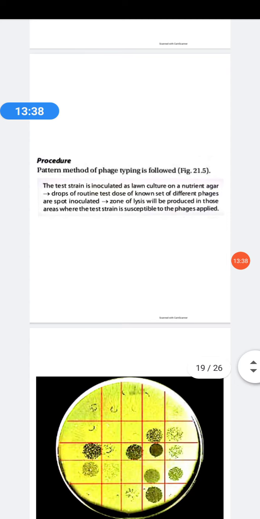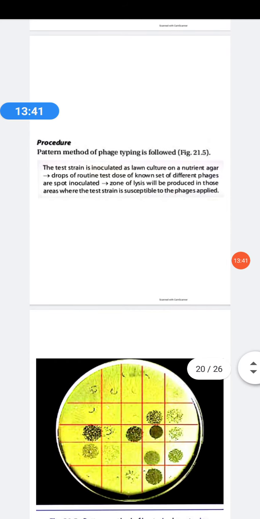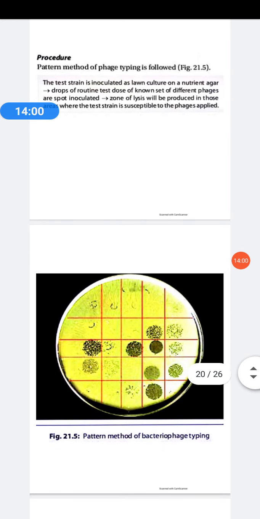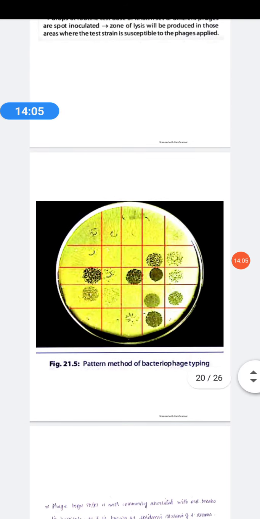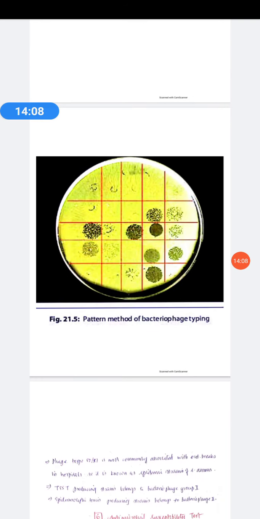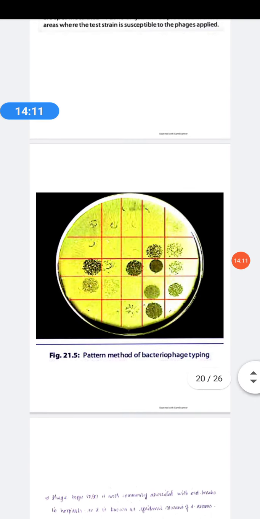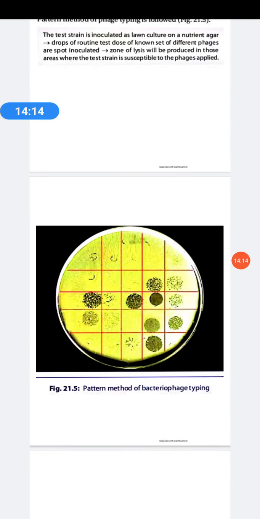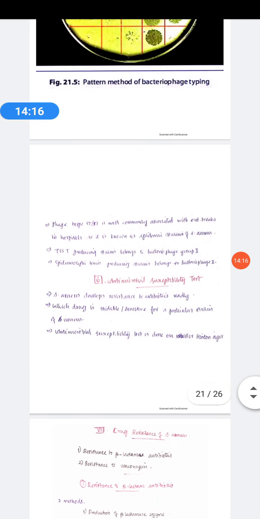Coming to the procedure of the pattern method of phage typing, the test strain is inoculated as a lawn culture on nutrient agar. Drops of routine test dose of a set of different phages are spot inoculated. The zone of lysis will be produced in those areas where the test strain is susceptible to the phage applied. So we can see in the figure in which column or which phage the strain lies. We can say this strain is the causative strain.